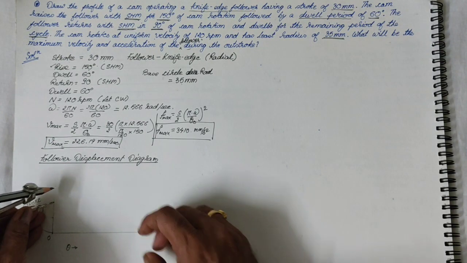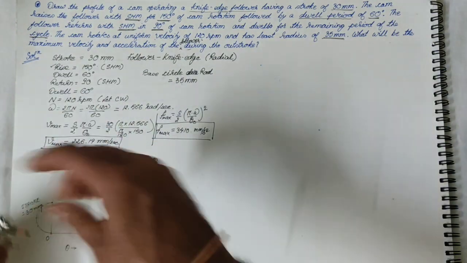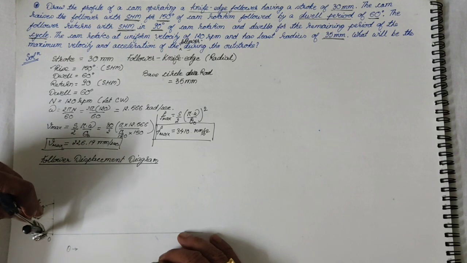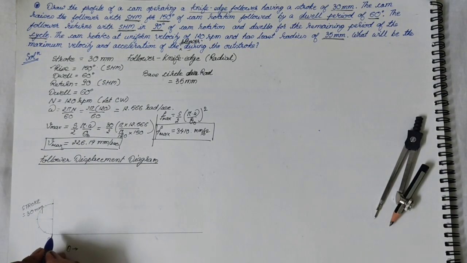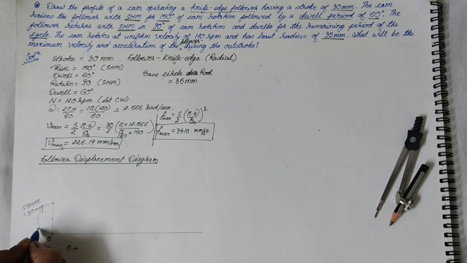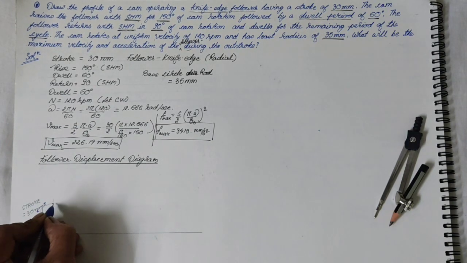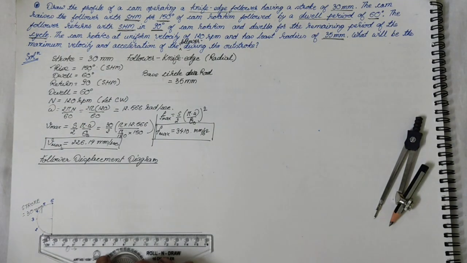So we get these 2 points, and then with this as center, these 2 points. So this is 0, 1, 2, 3, 4, 5 and 6. So this is how the follower is getting lifted.